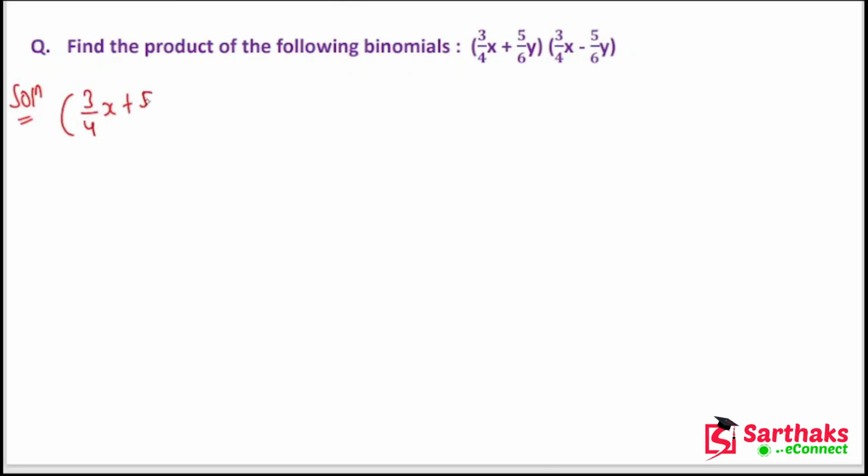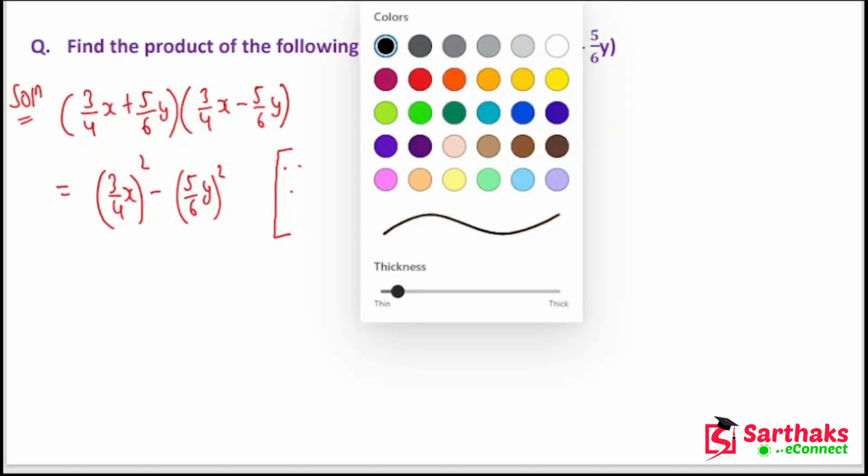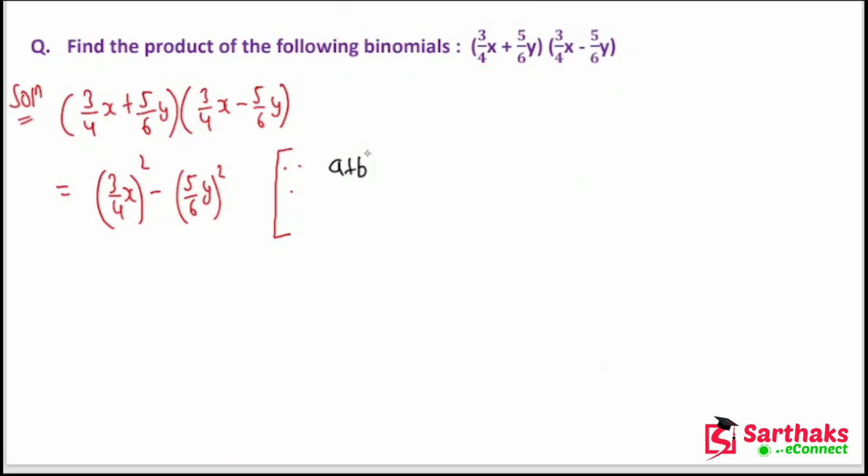3 upon 4x plus 5 upon 6y into 3 upon 4x minus 5 upon 6y. Okay, so it would be a square minus b square, right? 3 by 4x whole square minus 5 by 6y whole square. If you want to write the identity, we can write a plus b into a minus b is equals to a square minus b square.